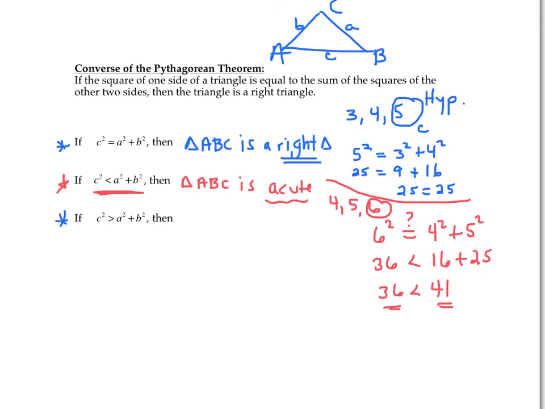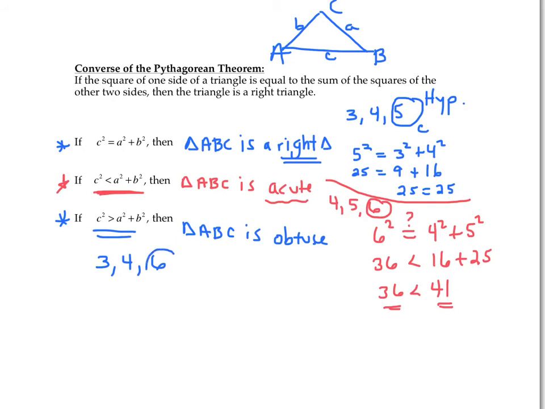Okay, in the last scenario, if we show that c squared is greater than the sum of a squared plus b squared, then our triangle ABC will be obtuse. So one last set of numbers to check out. Let's say our numbers are 3, 4, and 6.